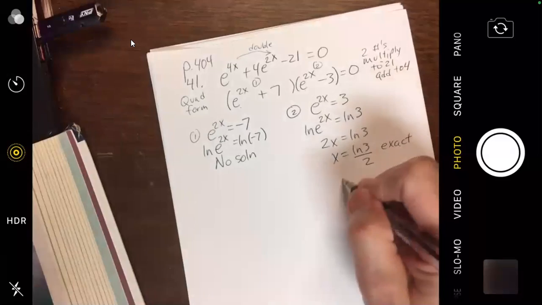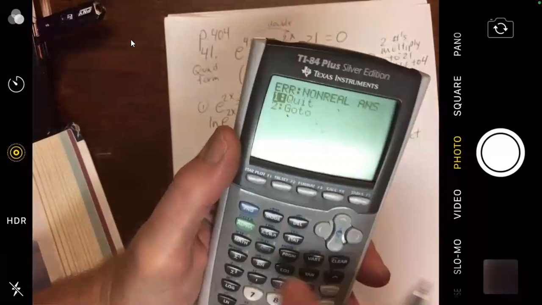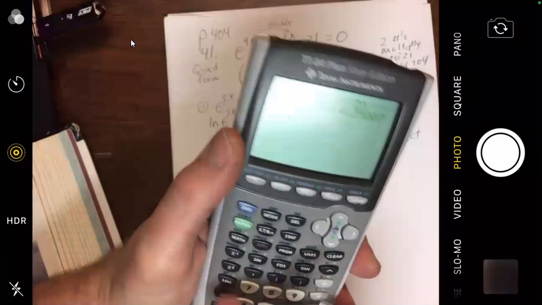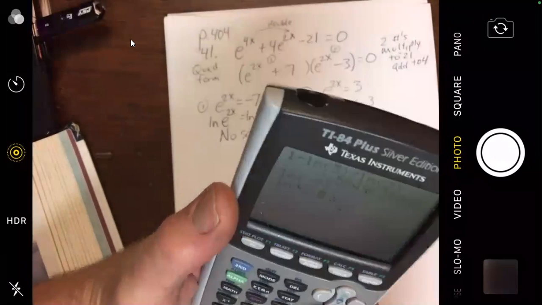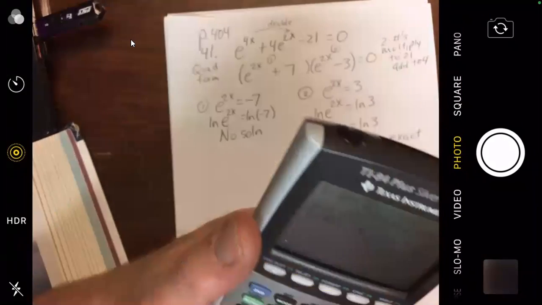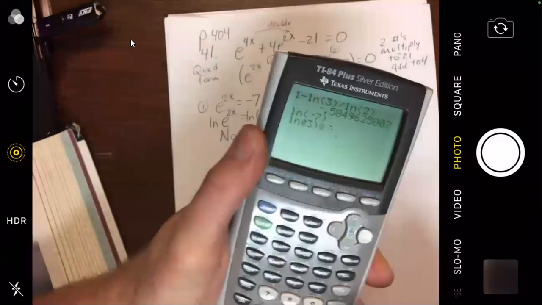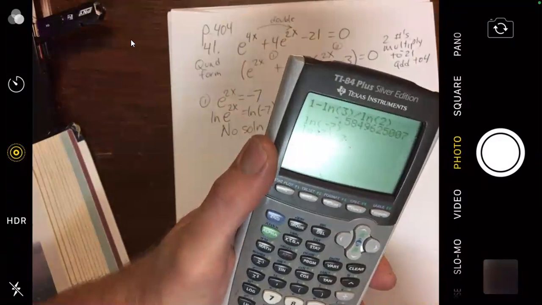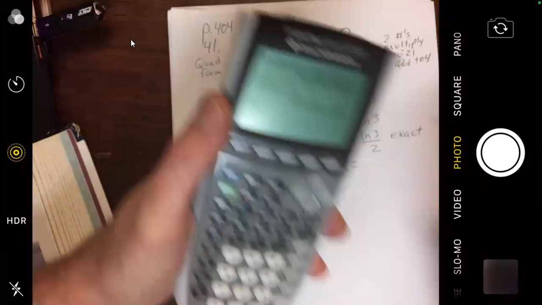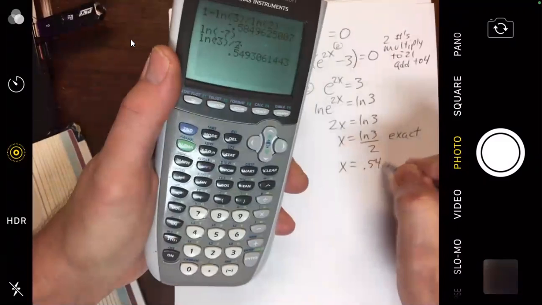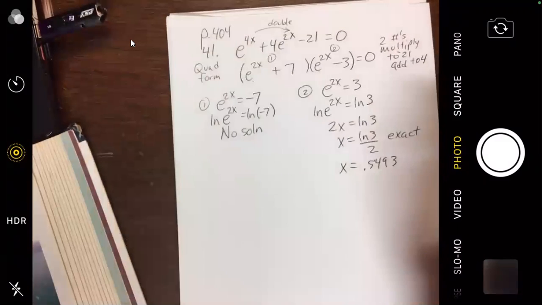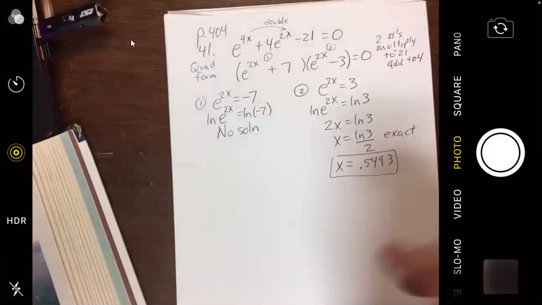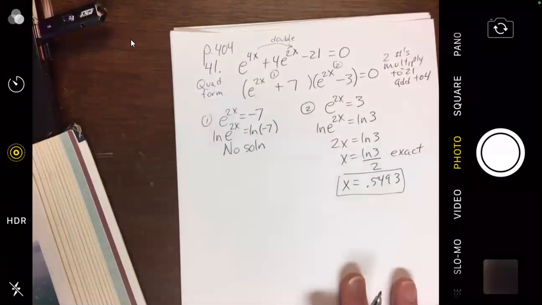So if you wanted an approximation, you would take ln 3 and divide by 2, and you would get 0.5493. That was going to be the only answer out of that.